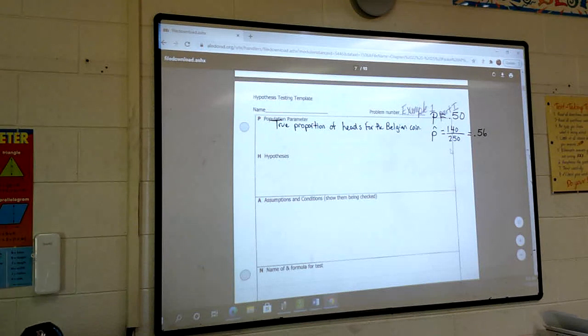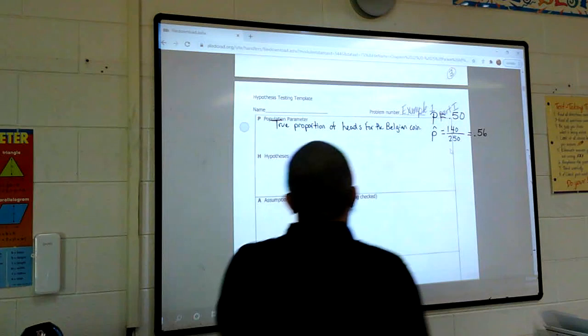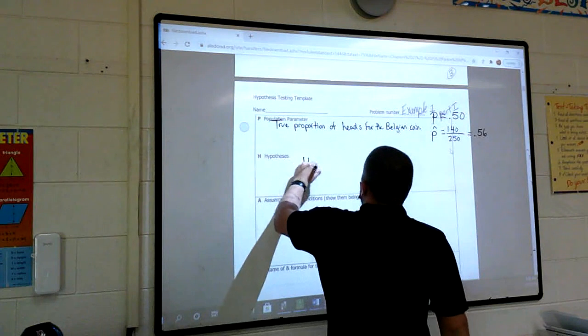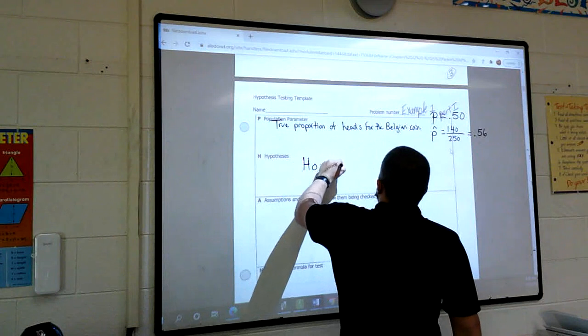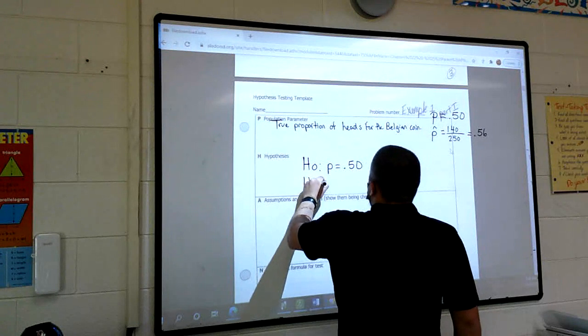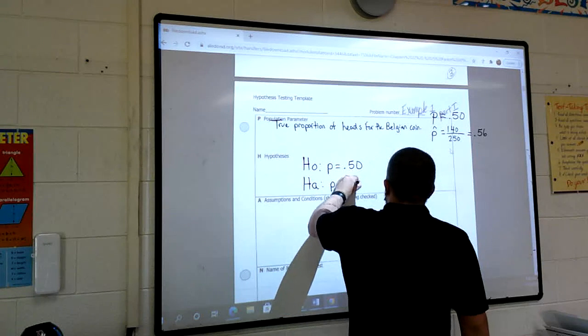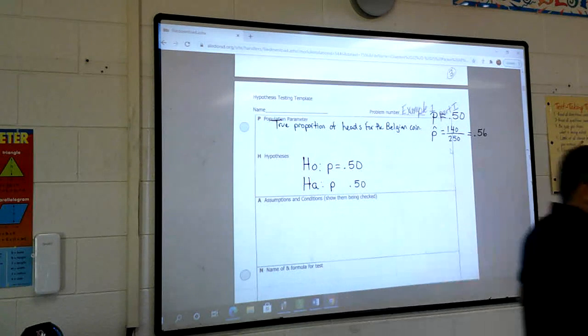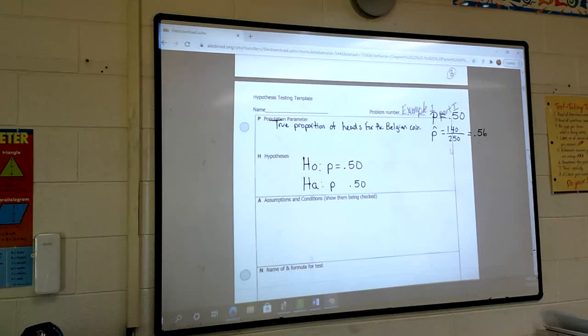So your hypotheses are going to be H0 is the null hypothesis. That's that the true proportion is 50%. Now, HA is our alternate hypothesis. Now, in the problem, it says, is the coin fair or not? It doesn't say in what direction. So it actually doesn't tell us whether to do less than or greater than. It just says they want to know, is the coin fair or not?